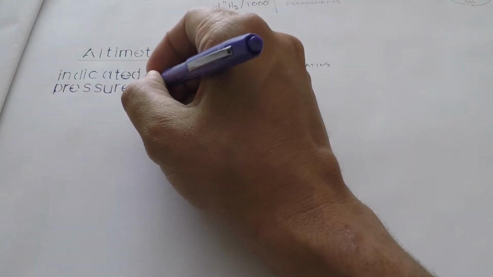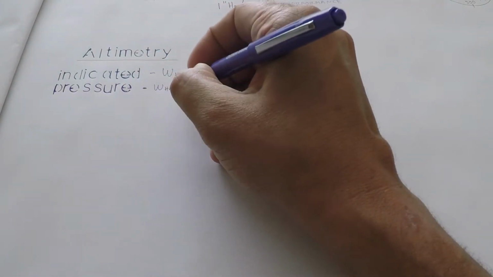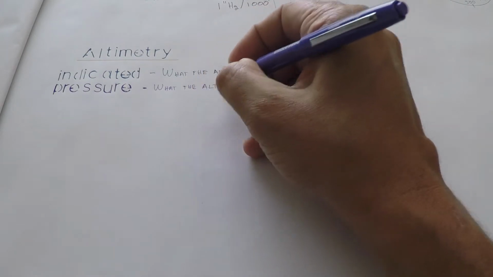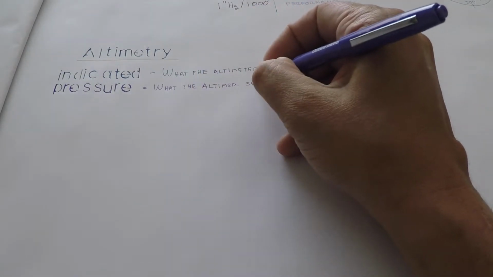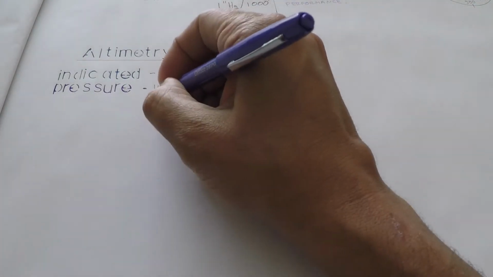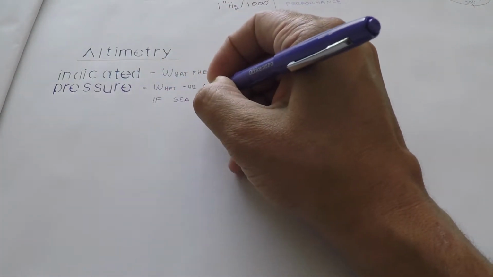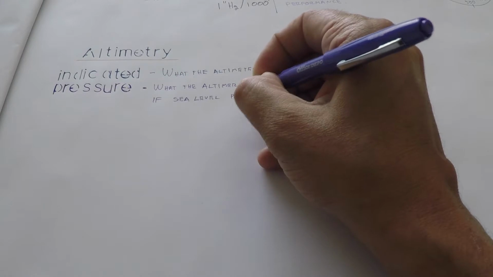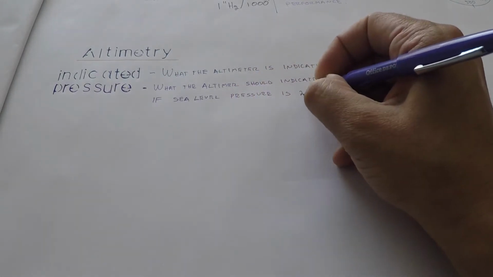Next altitude is pressure altitude. That is essentially the altitude that the altimeter should indicate if at sea level it were 29.92 inches of mercury. In other words, if everything was standard, you should be indicating pressure altitude.